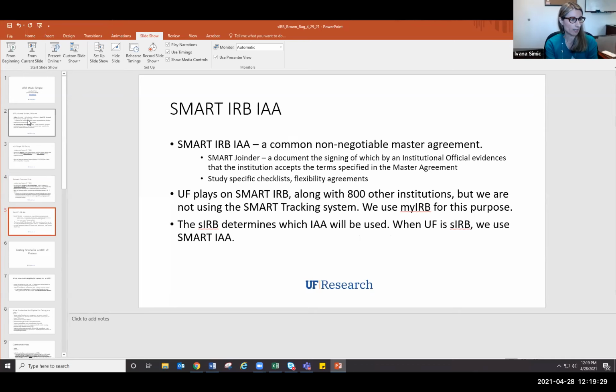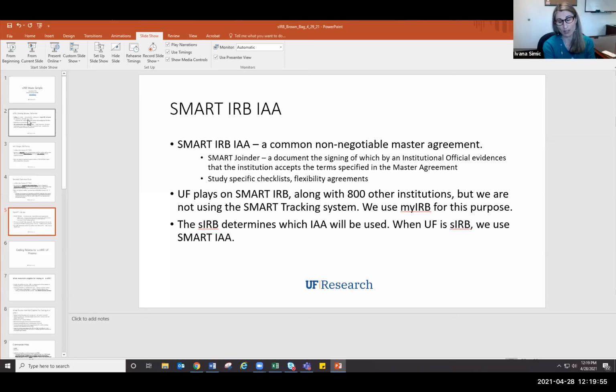Another term that's of interest here is Smart IRB IAA. Although it sounds silly to say at this point in time, Smart IRB is not an IRB. It's a collaborative platform funded by NIH in the effort of facilitating single IRB requirements. So Smart IRB IAA is a master reliance agreement. It's a common non-negotiable master agreement.